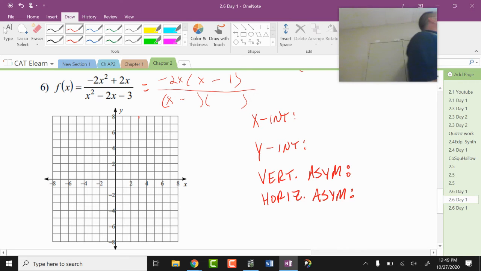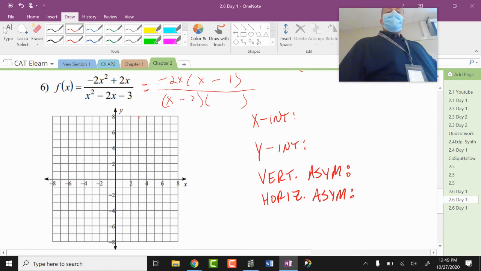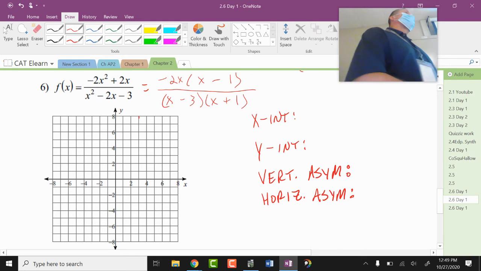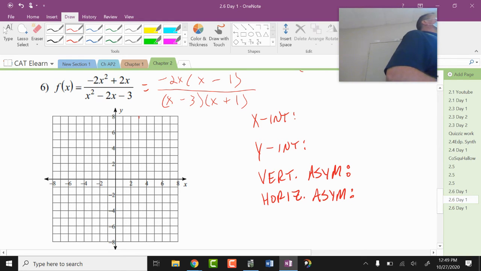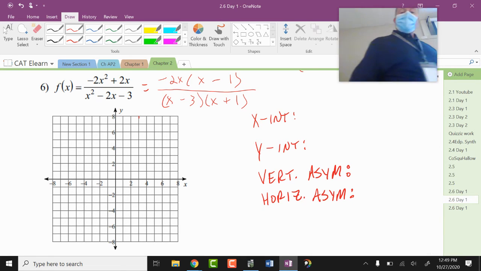It's actually what multiplies to be negative 3. So it couldn't be 2. Oh, sorry. X minus 3, X minus 1. There you go. And then does anything cancel like the last one? No. So there's no holes. All right, we're ready to go.